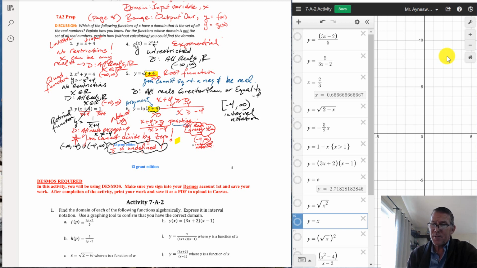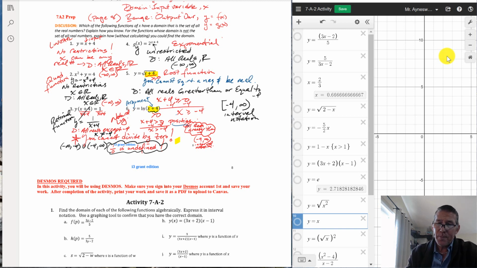And then the last family of functions that we talked about was the natural log function. And the argument here, this x plus 4, is called the argument. That's got to be greater than 0. So we solved that simple inequality and found out that this domain was all reals greater than negative 4. And we looked at that as a graph too.